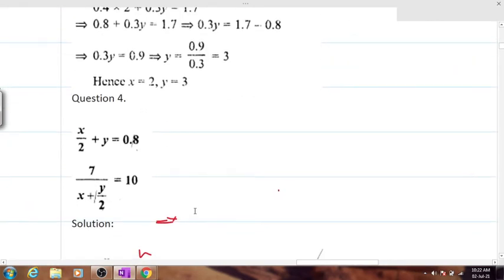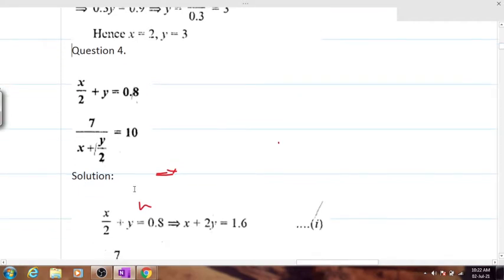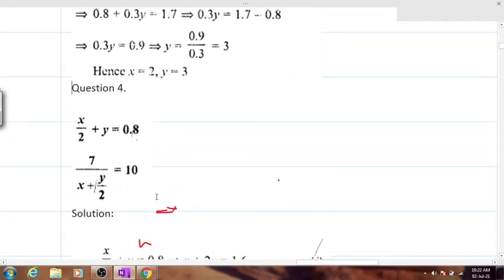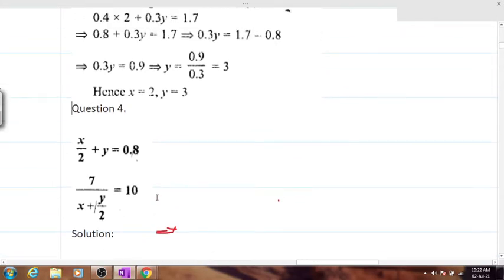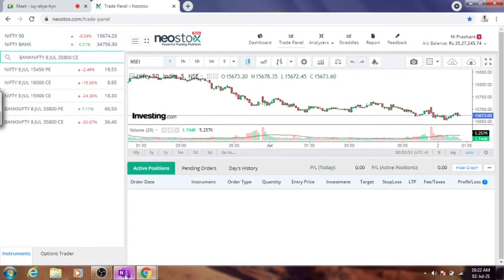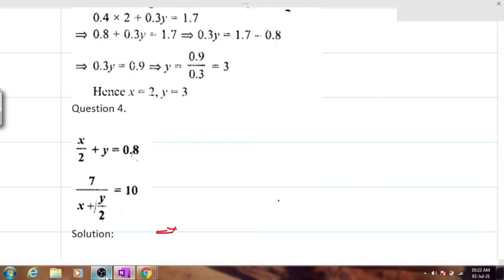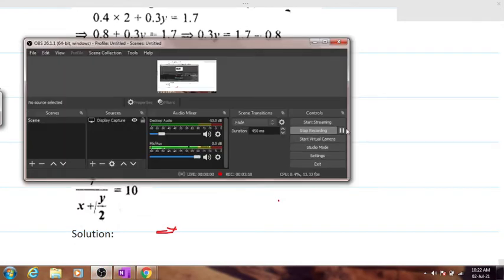Now we'll move on to our next question. This is the question. Can everybody see the question properly? Yes or no? This is 7 divided by x plus y by 2 is equals to 10. I'll pause the video, do it now.